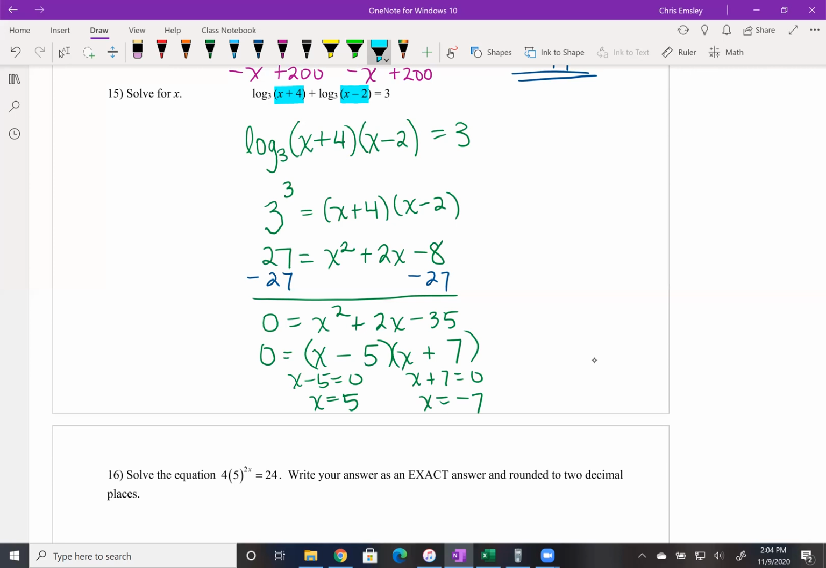If I take 5 and I put it in for x, I get 5 plus 4, which is 9. That's a positive number. That's good to go. If I take 5 and put it in here, x minus 2, 5 minus 2 is positive 3. That's still good. That one is a good solution. -7, if I take it and plug it in up here, I get -7 plus 4, which is -3. You can't take the log of -3, so that is an extraneous solution. That one does not work. We just have our single answer, x equals 5.